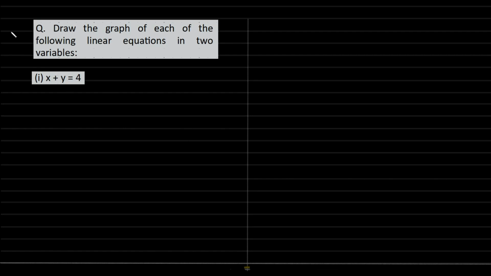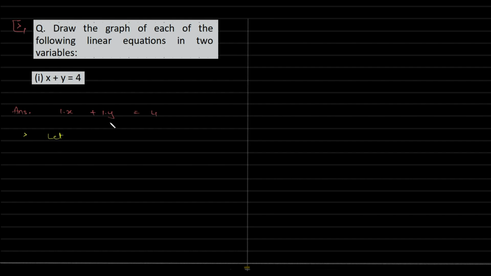Draw the graph of each of the following linear equations in two variables. So the equation is x plus y is equal to 4, that is, 1x plus 1y is equal to 4. We should begin by finding three solutions, that is, three x and y values which will make LHS equal to RHS.